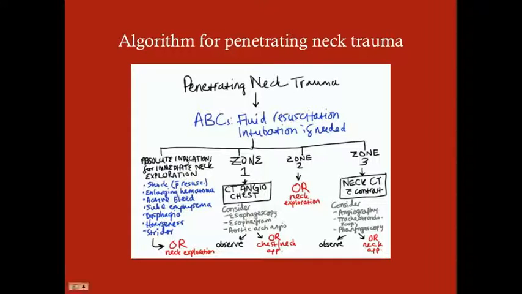What you really need to know for the USMLE, I'm just going to boil this down, is the immediate treatment, and then know what patients need to go straight off for OR neck exploration, and that's going to be patients with these absolute indications and patients that have zone 2 penetrating injury. Otherwise, they can get CT angiography of the chest for zone 1 or neck CT with contrast for zone 3.